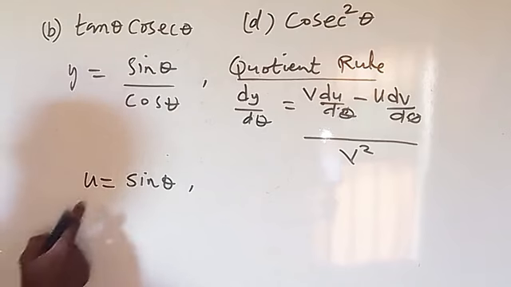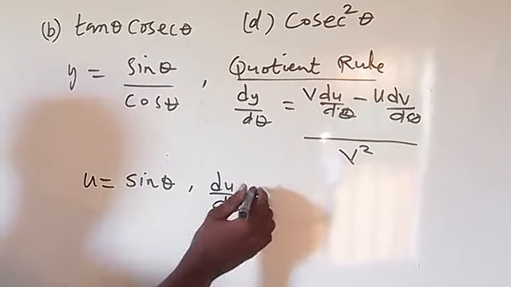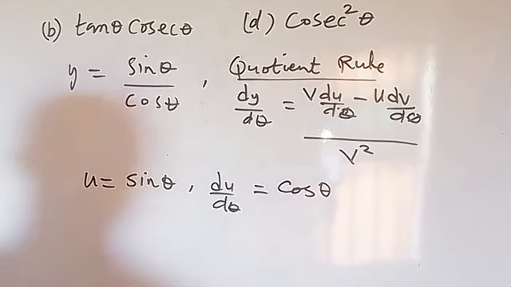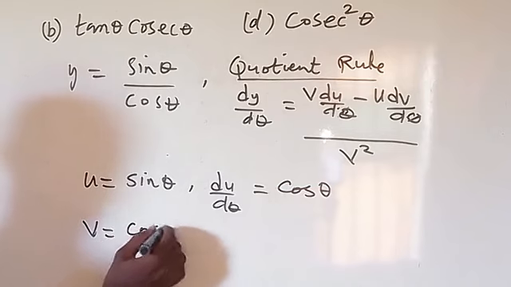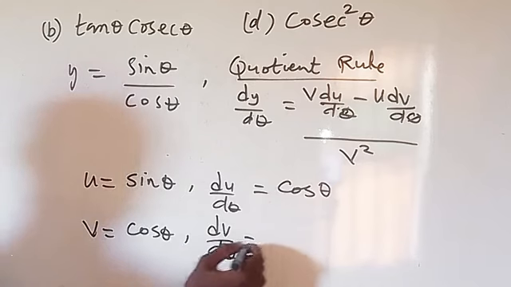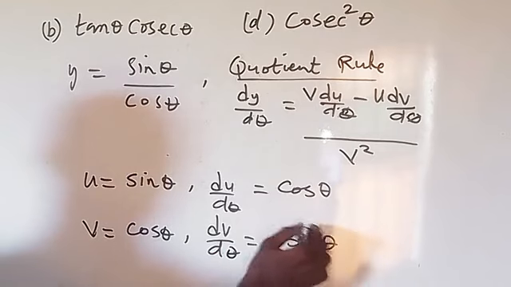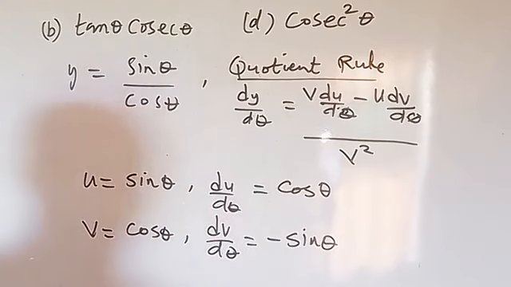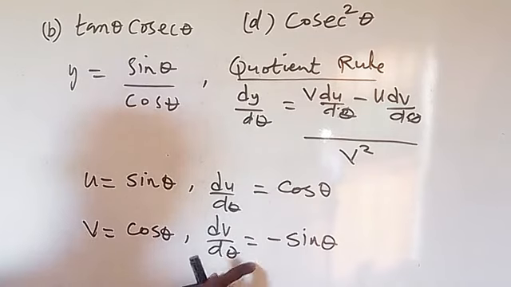So we're going to get du d theta from here, and the derivative of sine theta is cos theta. So we let v be cos theta, and we're going to find dv d theta, which is going to be minus sine theta, because the derivative of cos theta gives us minus sine theta. Now we have this, this, this.